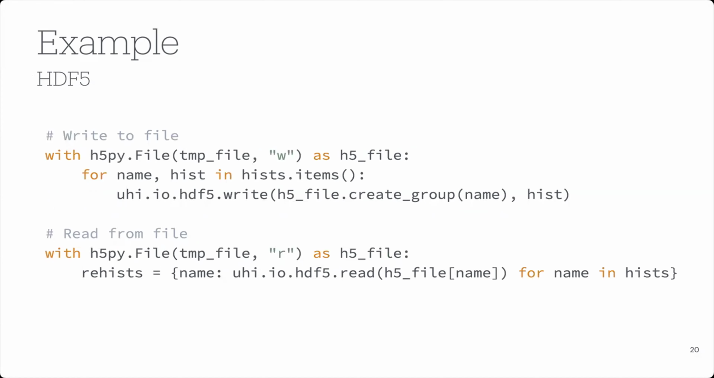HDF5 looks like this. You use the native HDF5, so this is the h5py library. And you open your file. And for each histogram you want to save, you make your own group for it. And this could be nested deeply inside your file, or it could be on the outside, or wherever you want. But then we have a uhi.io.hdf5.write, which takes a group, which is here, and a histogram, and it serializes it into that group. So again, you can put it wherever you want.